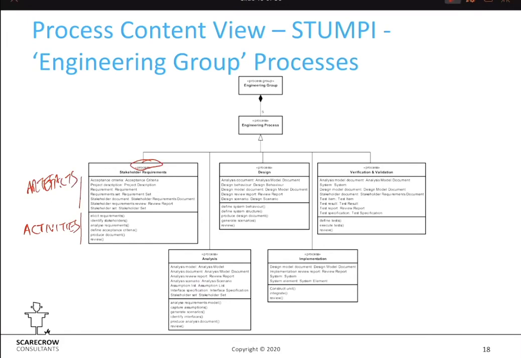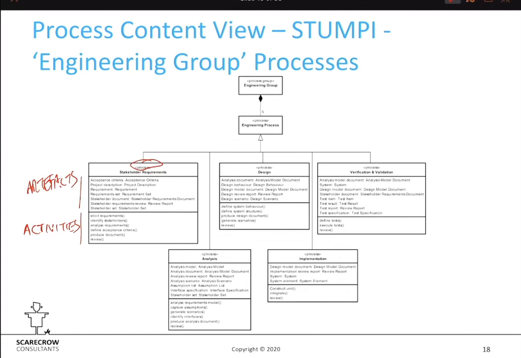So you can almost think of the process content view as your reference index, if you like. I can look at this and go, okay, I've got 5 engineering processes. Here they are. These are the kind of things that are carried out in them. These are the artifacts that are produced and consumed.